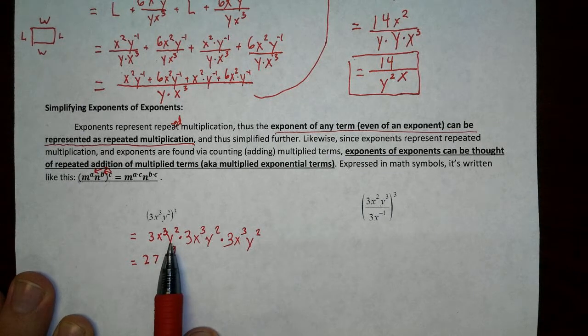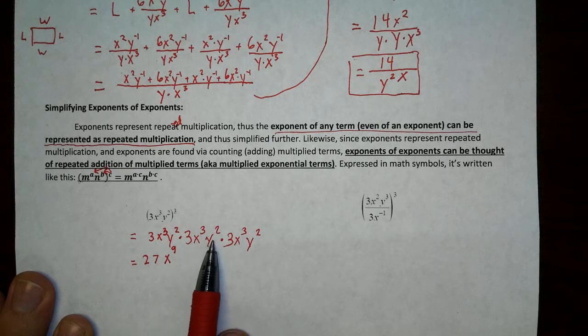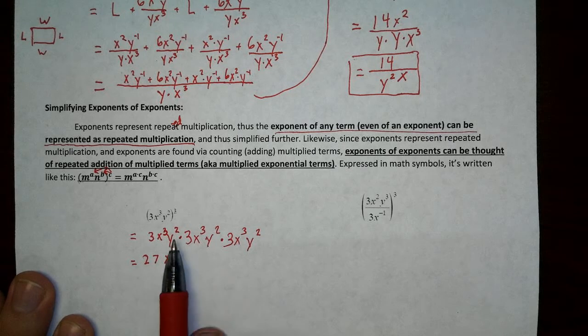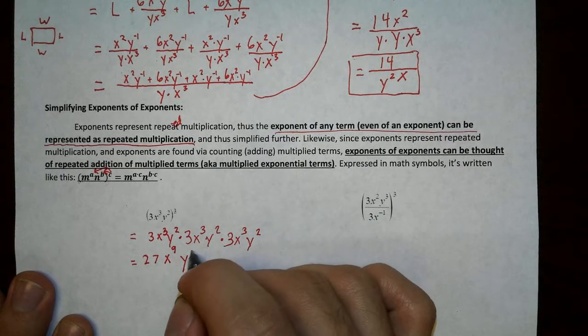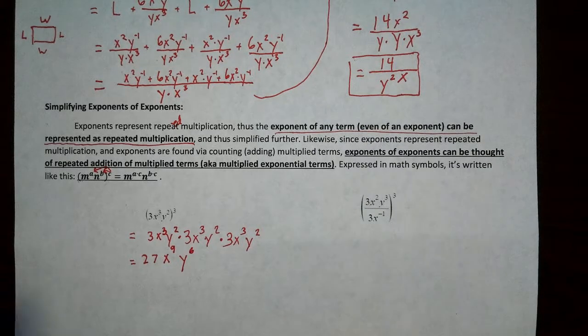What about y? Right? We have y to the power of 2. So we have 2 y's being multiplied, 2 y's being multiplied, and another 2 y's being multiplied. Right? So 2, another 2, and another 2. That's going to be 6. y to the power of 6. And just like that, it's simplified.